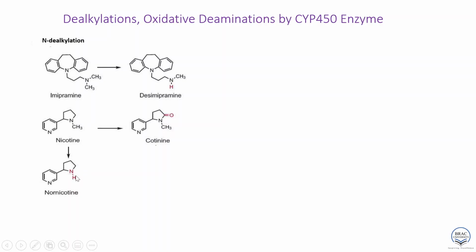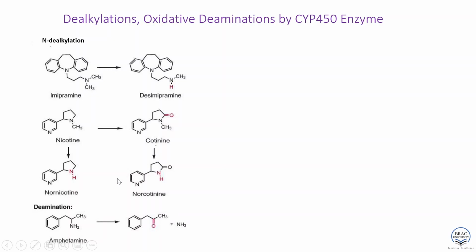Because this nitrogen is reduced and the alkyl group is oxidized, this nicotine is converted into nornicotine. And also this cotinine can be dealkylated, so this CH3 can be removed. So this cotinine is converted into norcotinine because this CH3 is removed. So this is mainly an example of oxidation and reduction by this P450 enzyme system.